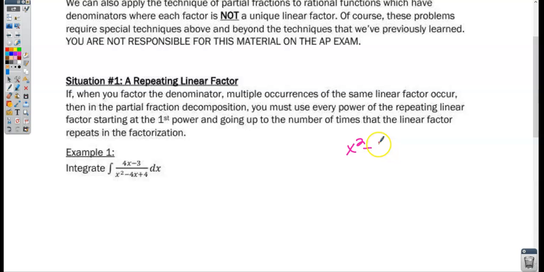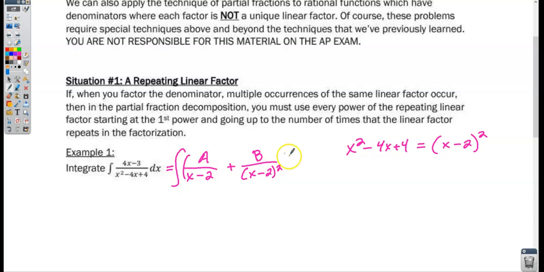For instance, x squared minus 4x plus 4 is our denominator here. That factors as the quantity x minus 2 quantity squared. We can't just make it A over x minus 2 and B over x minus 2 because that's the same denominator. So what we do is we have A over x minus 2 and B over the quantity x minus 2 squared. And that's how we're going to break this particular partial fraction problem down.